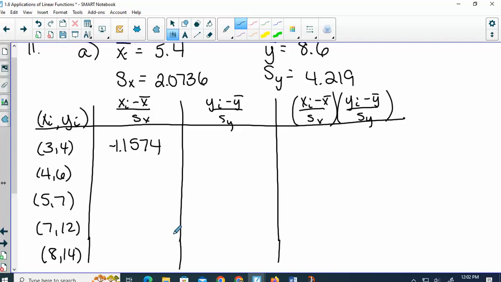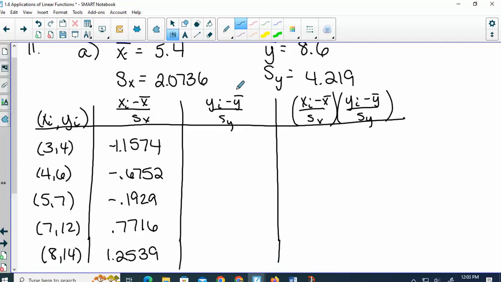And I'm just going to hit second enter and change my x values all the way down. So the next x value was 4. Next one was 5. Seven. And 8. Okay, everybody know where I got those numbers?